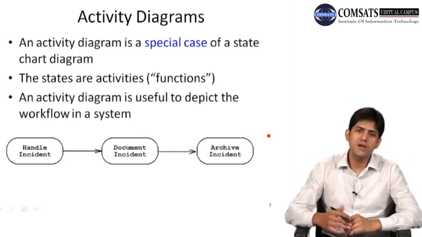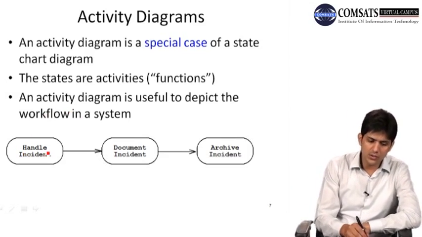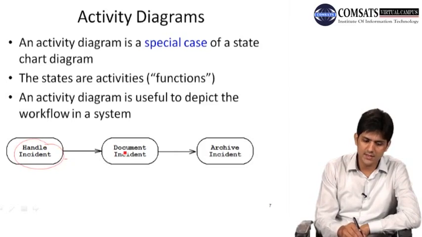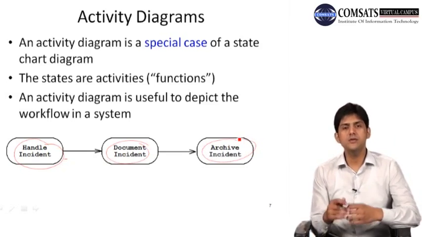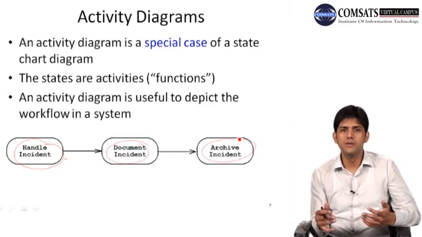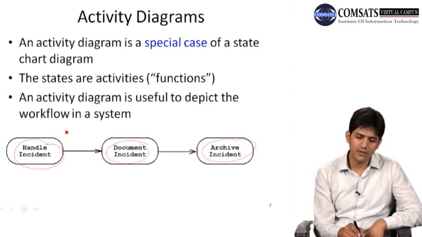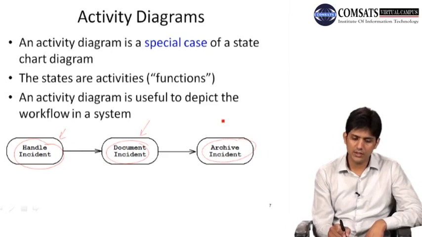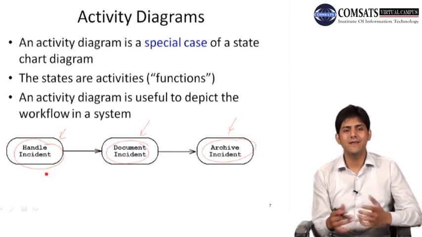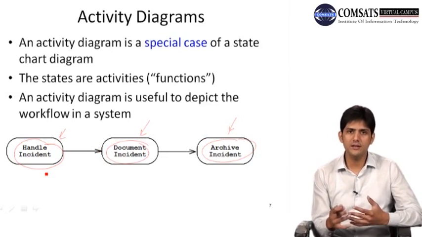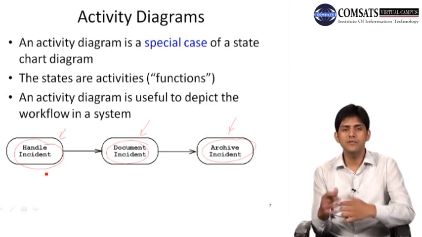For example, you have a system and these are all the functions. You handle an incident, you document an incident, and you archive an incident. So these are all the activities that a system should perform. You can see that we have identified the main activities, and we can call them the functions. And you can see a workflow: first of all you need to handle the incident, then you need to document it, and then you archive it for future reference.